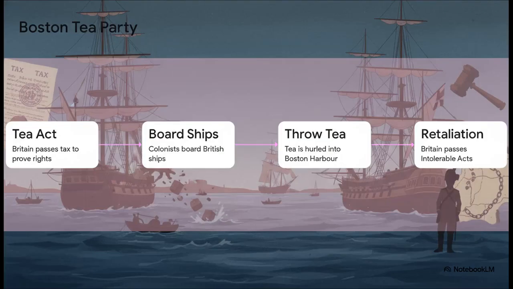What's really interesting about this next part is the sheer theatrical fury of the colonial response. In 1773, Britain passes the Tea Act, mostly just to flex and prove they still had the right to tax. So, on the night of December 16th, colonists actually dressed up as Native Americans, boarded British ships, and hurled every single chest of tea into Boston Harbor. It was an event immortalized as the Boston Tea Party. And Britain's response? They dropped a heavy hammer of punishment, known as the Intolerable Acts of 1774.